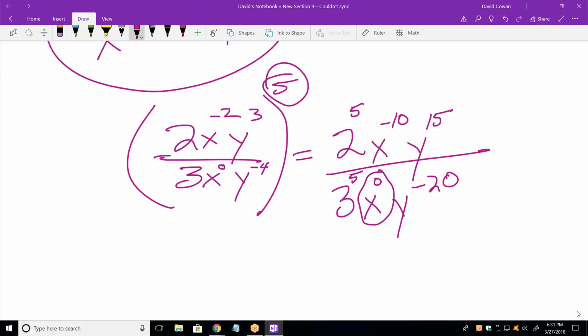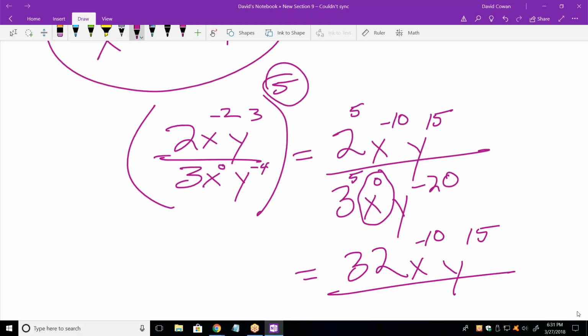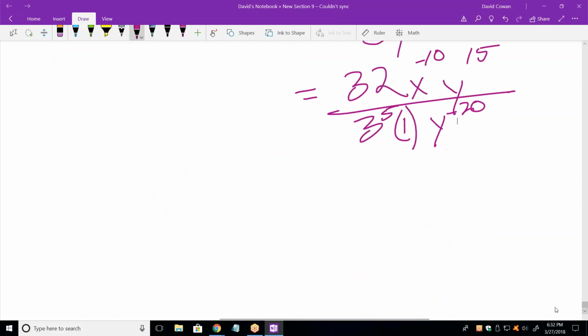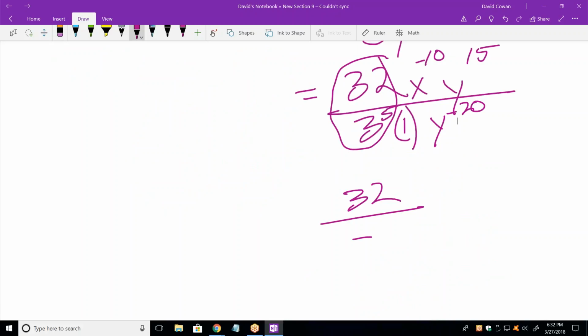So now I have 2 to the 5th, which is 32. I have x to the -10th. In other words, I do everything in the numerator and denominator, and I don't convert it till the very end. 3 to the 5th, I don't know what that is. I'm just going to call it 3 to the 5th. x to the 0 is 1. And I still have a y to the -20th. Now, I've got to keep simplifying. I've gotten rid of my outside parentheses. So just do your numbers first. That's 32 over 3 to the 5th.